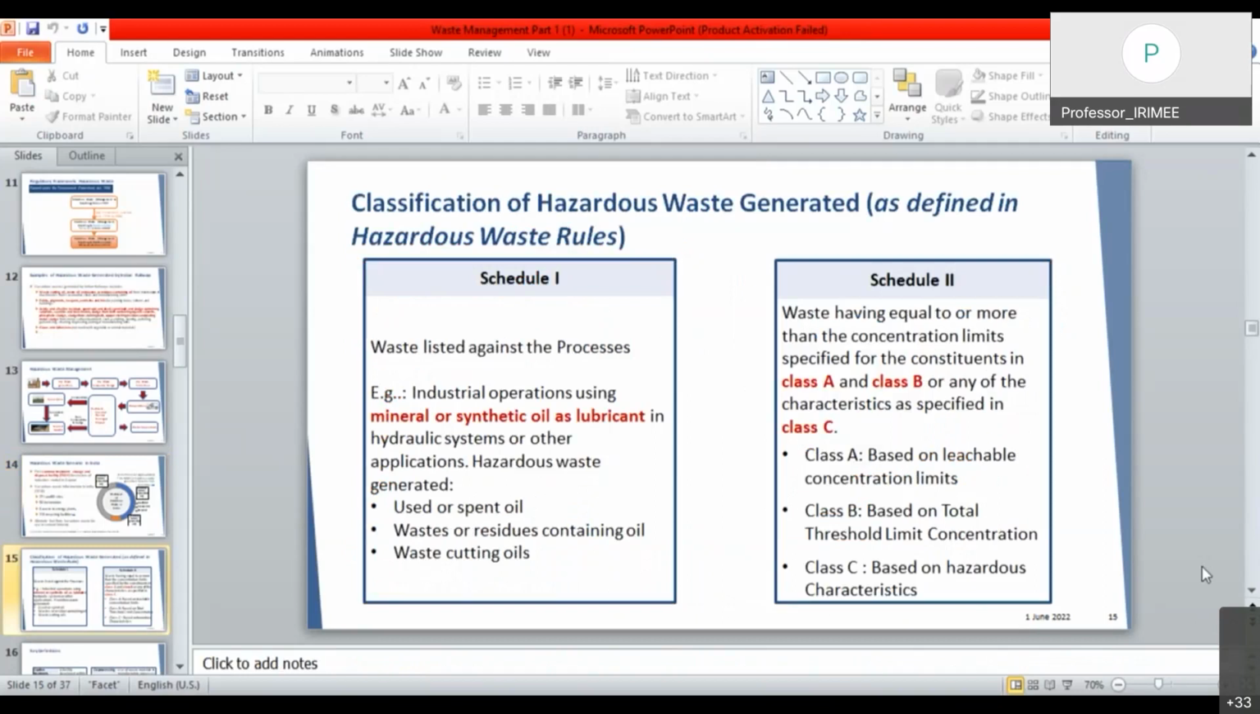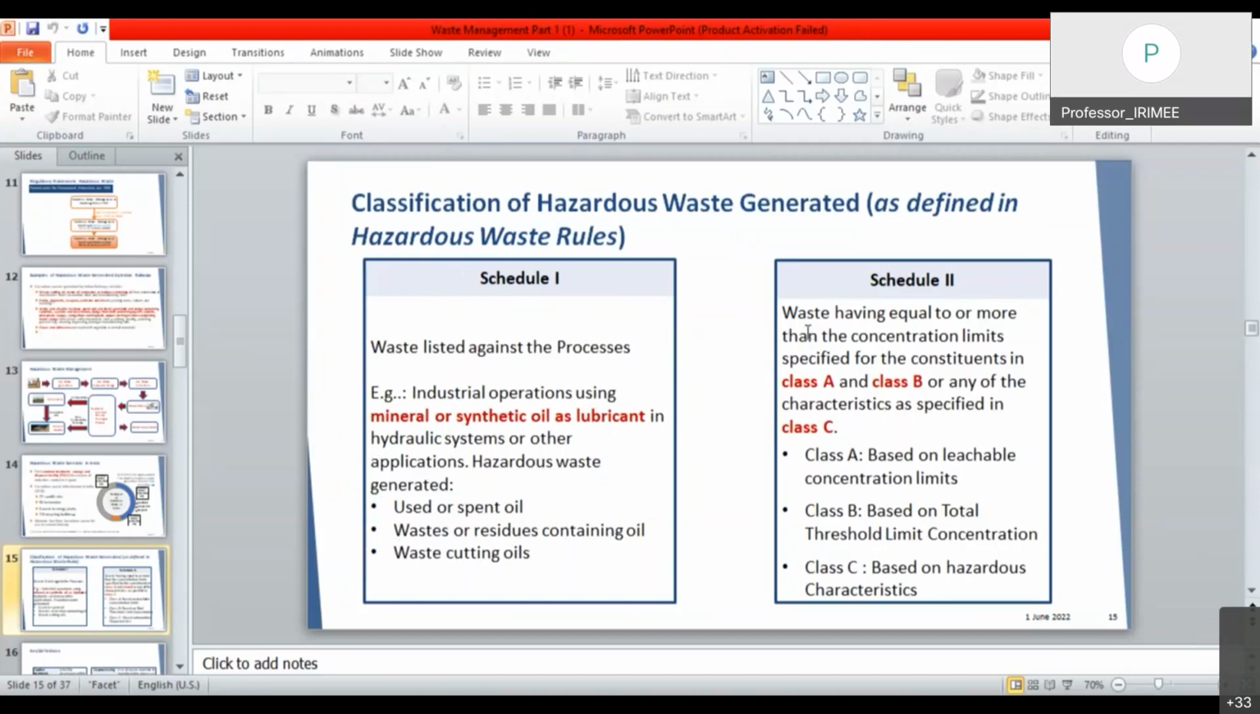Hazardous waste classification. Waste is listed as per the 2016 rules. Waste has been classified as per Schedule 1. Waste listed against the processes are industrial operations using mineral and synthetic oil as lubricant in hydraulic systems or other applications. Hazardous waste generated are used or spent oil, waste or residues containing oil, and waste cutting oils.